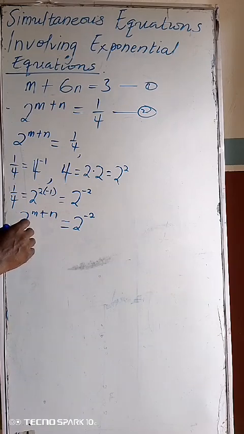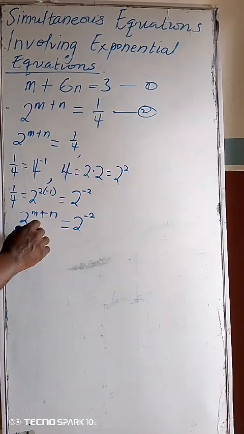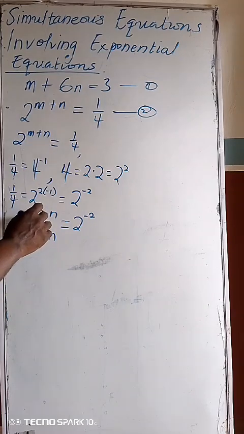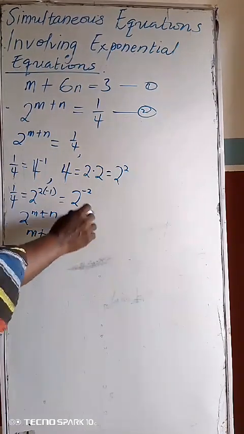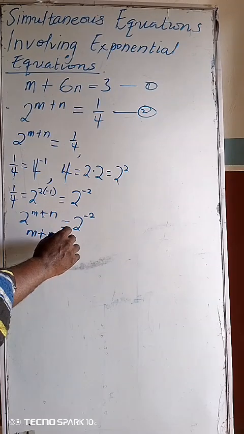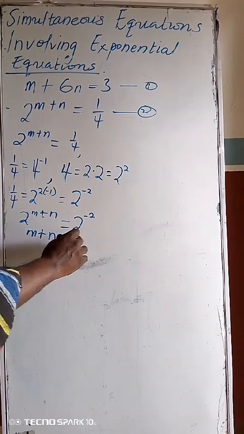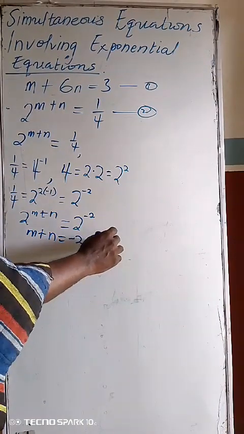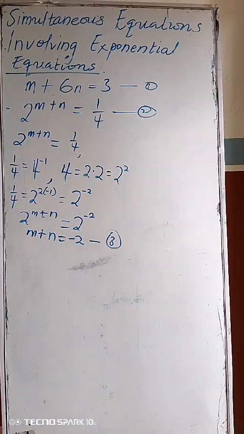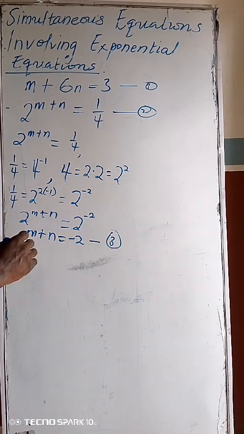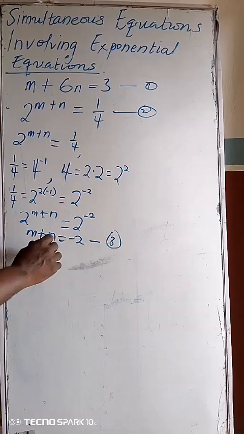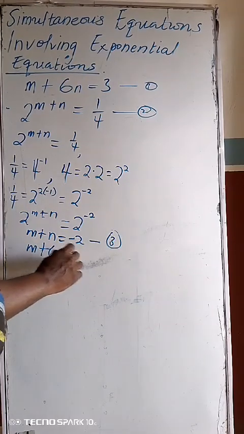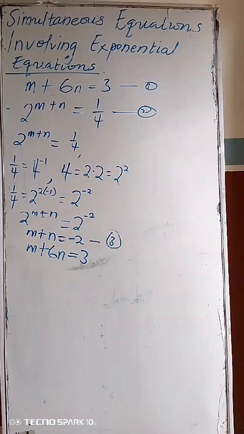So equating the exponents, we have m plus n equal to negative 2. This becomes our equation 3. From equation 1, I have m plus 6n equal to positive 3 as my equation 1.